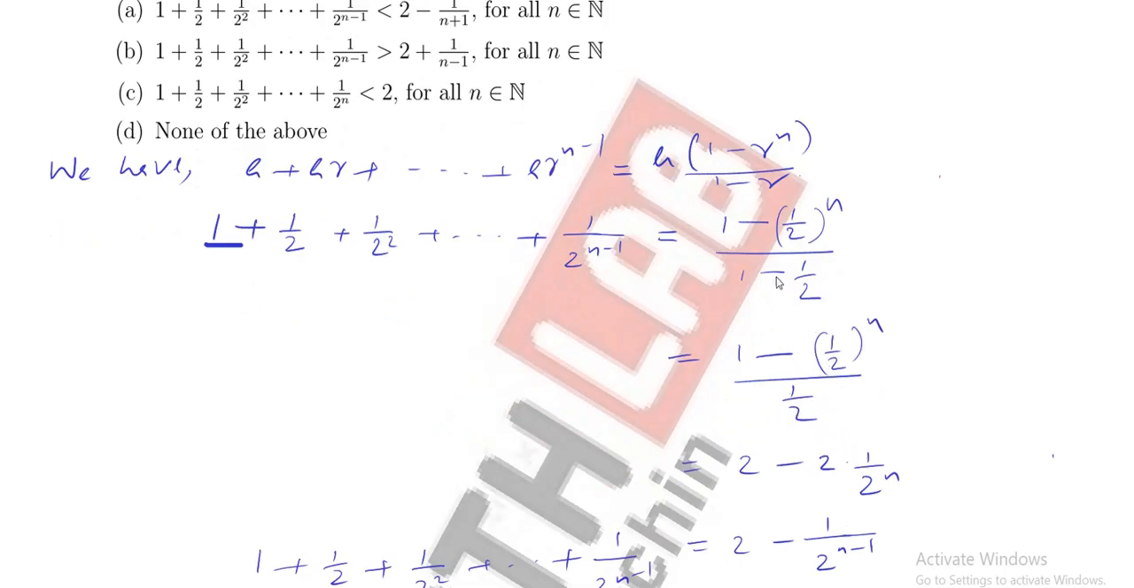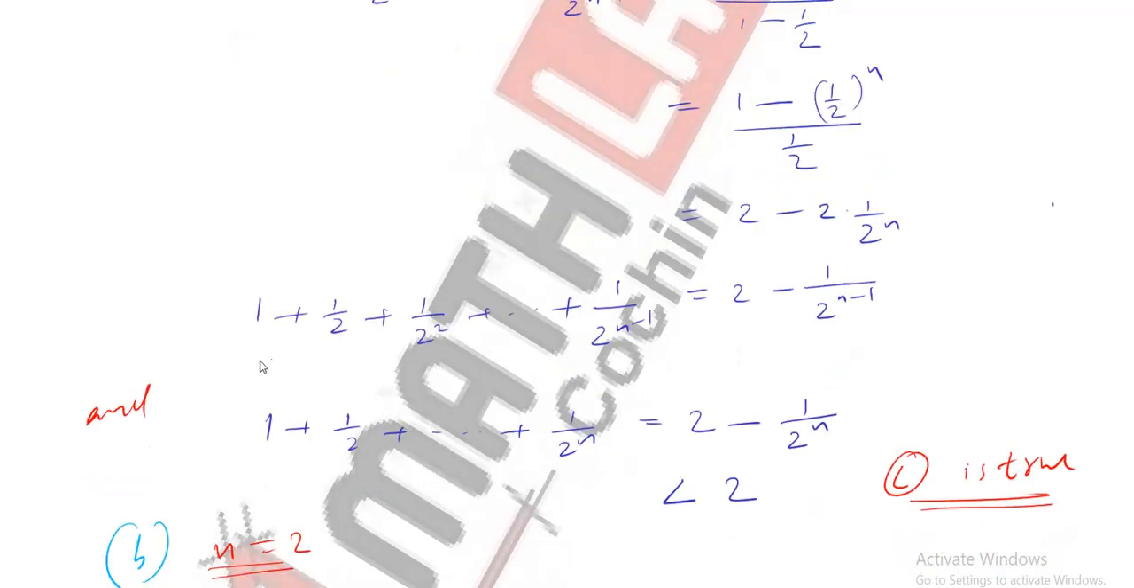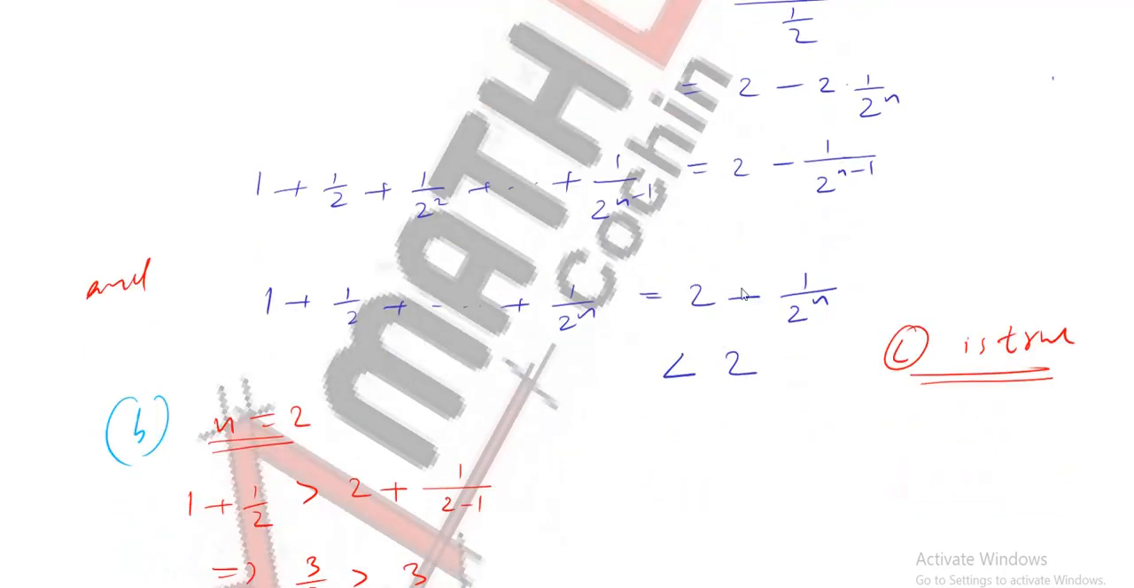1 minus 1 by 2 is 1 by 2, that goes to the numerator. So we'll get 2 minus 2 times 1 by 2 to the power n, and you will get 2 minus 1 by 2 to the power n minus 1. So this is the sum of the first n terms. If you consider 1 plus 1 by 2 plus etc plus 1 by 2 to the power n, then just replace n minus 1 by n, so that it becomes 2 minus 1 by 2 to the power n. And we can say that this is strictly less than 2, right?